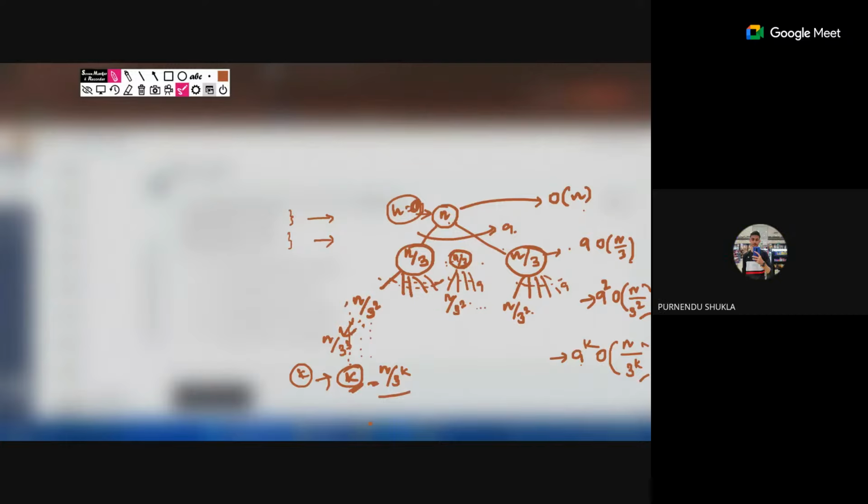So at the level h, I am telling you that my array has a length of 1. Every array has a length of 1. I am asking you what is the value for h. So how do you compute that? I know the formula is n by 3 to the power k, right?